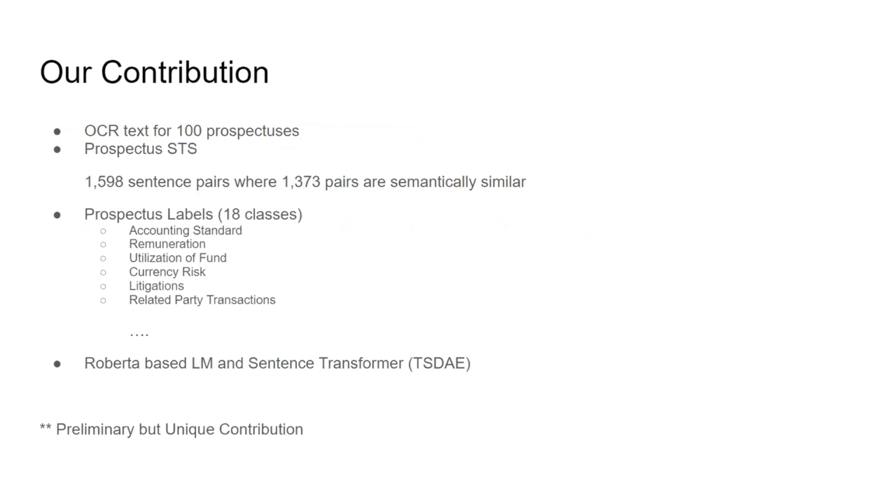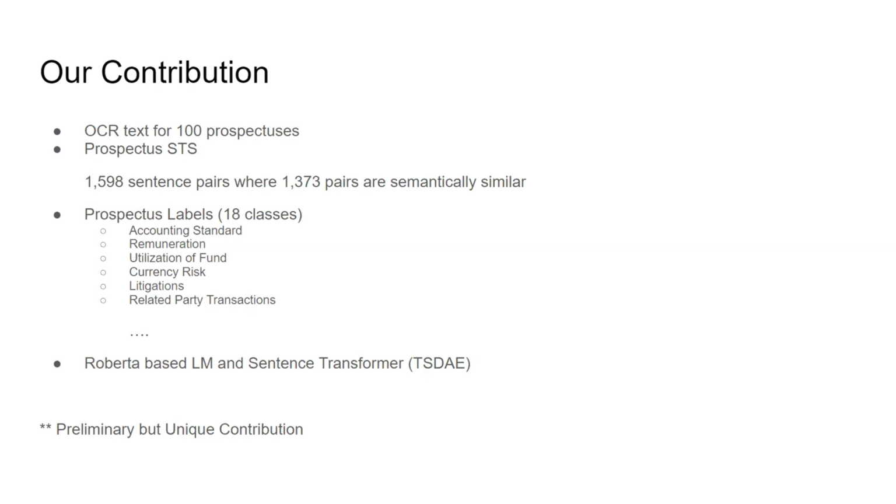So here are our contributions in this paper. Number one, we have a public data set. We extracted the raw text, which is the OCR text, from it. The second thing we did was create the prospectus STS. STS is semantic textual similarity. What we created was sentence pairs. In the example I gave you, Forex and currency are the same thing. Are they the same thing or not? We created those sentence pairs and put them into one data set, which can be used further.